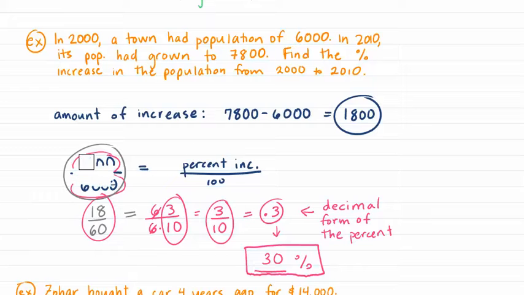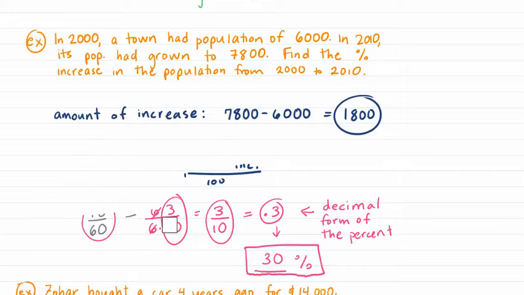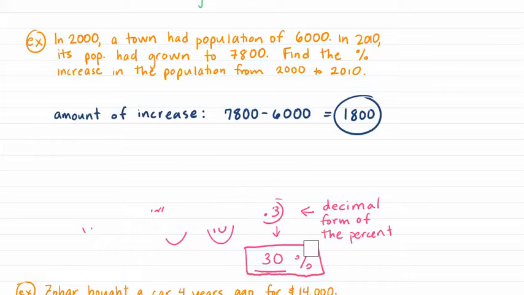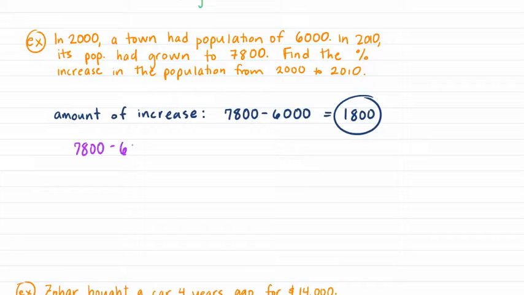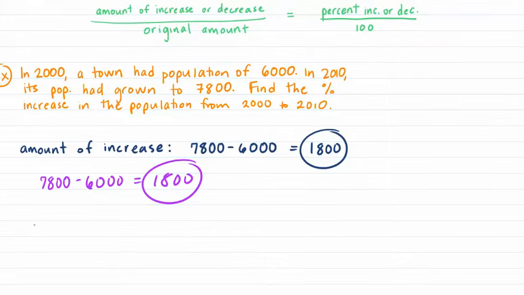Okay, let me erase this. We're going to go through those same first steps. The amount of increase, remember that came from the larger number minus the smaller, and that was 1800. And remember the formula, I can get it back on the screen. You stick that number over the original amount, and that's equal to, now here's what your textbook does.